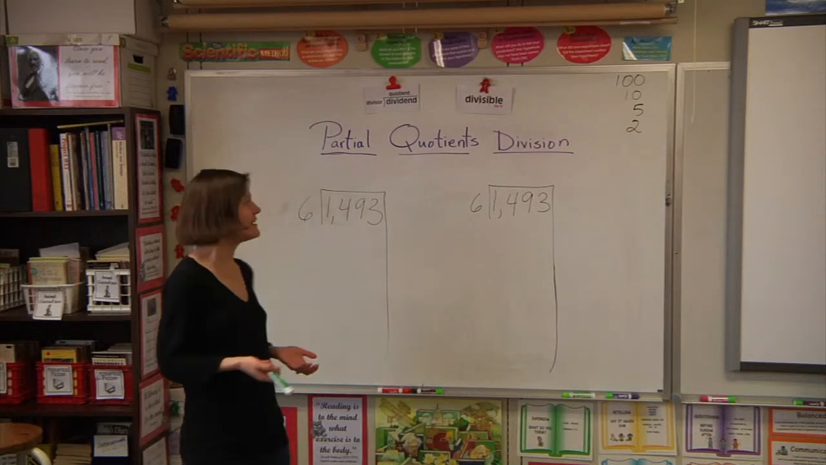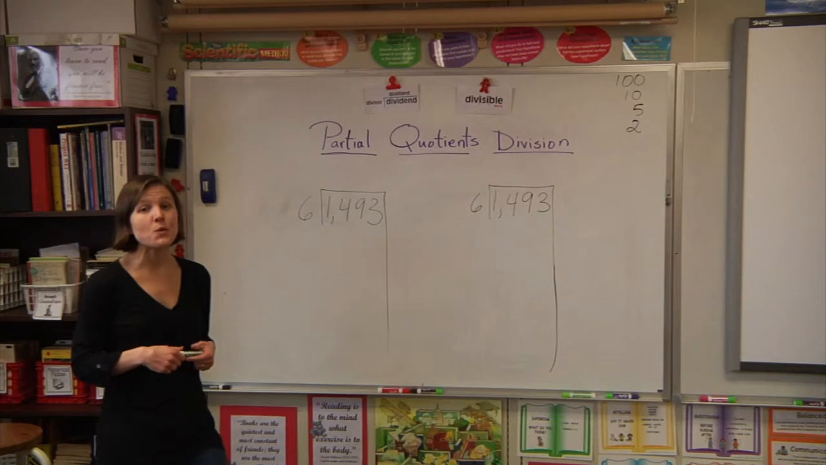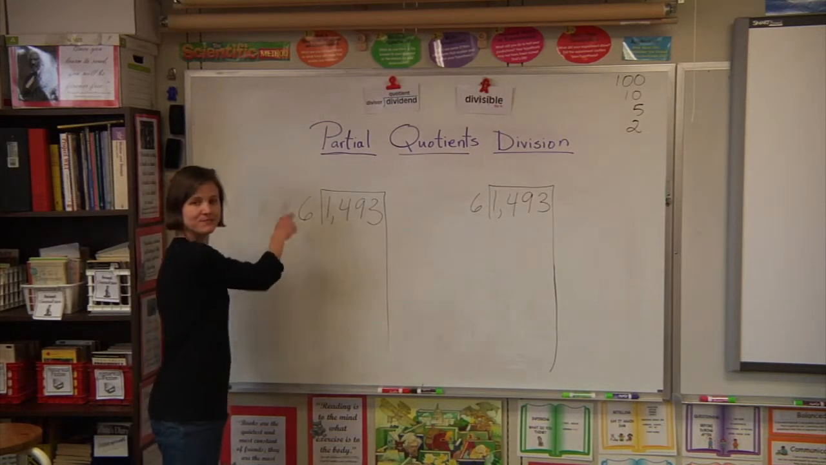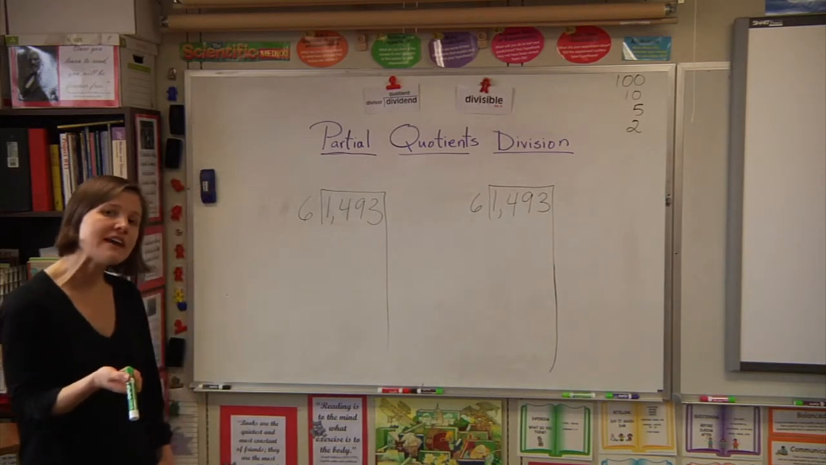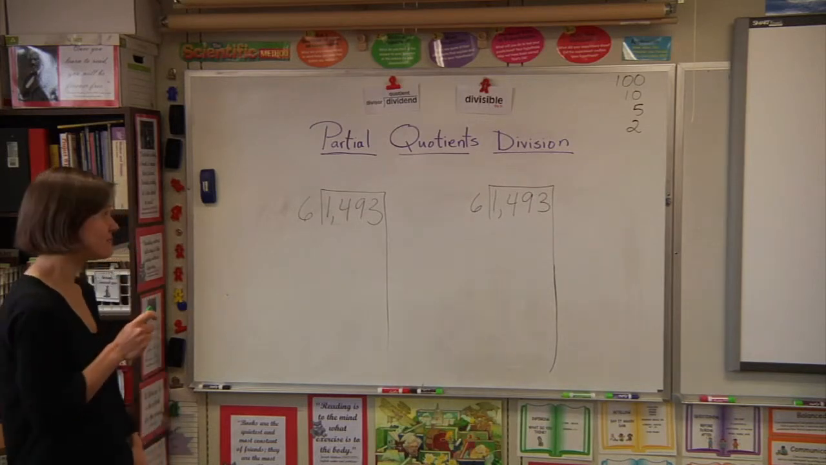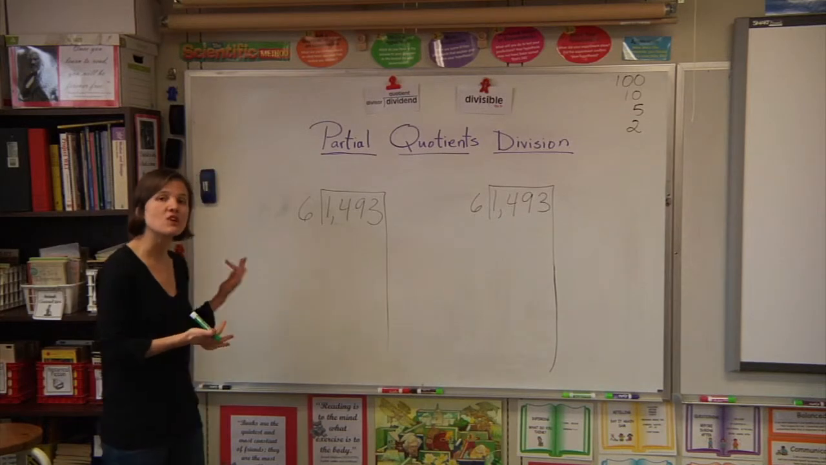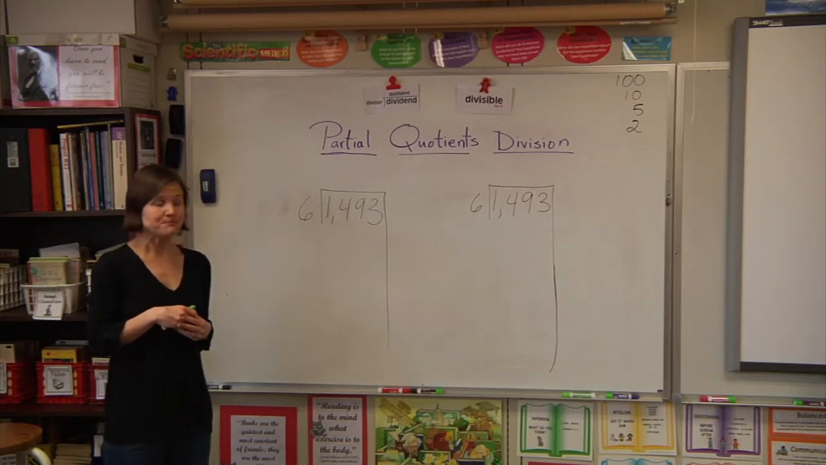All right, today we're talking partial quotients division. I've got the same problem written up twice on the board. 1,493 divided by 6. I've got it written up here twice because there's more than one way to solve a partial quotients division problem. In fact, there's 3, 4, 5, maybe more than that ways to solve this particular problem using the partial quotients method.